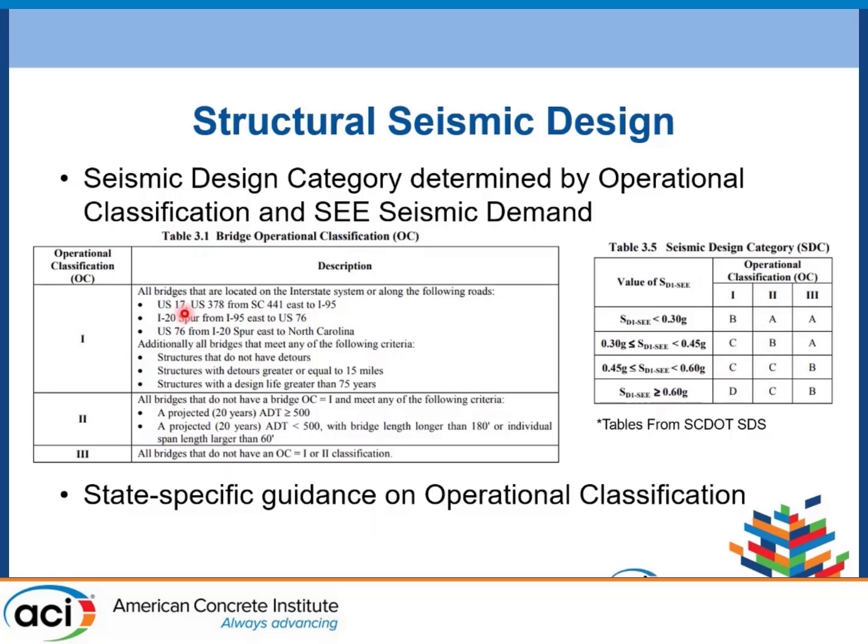One thing interesting in South Carolina, of course, and every state I'm sure has their own OC requirements, but in addition to typical elements in the highest operational classification, such as structures that do not have detours or have long detour lengths, we also include some specific roads that are associated with earthquake evacuation routes. So once again, South Carolina is designed for those. So what does it mean if we have different design categories?